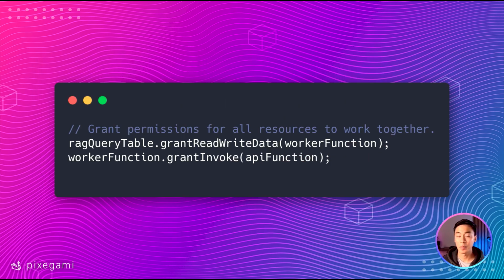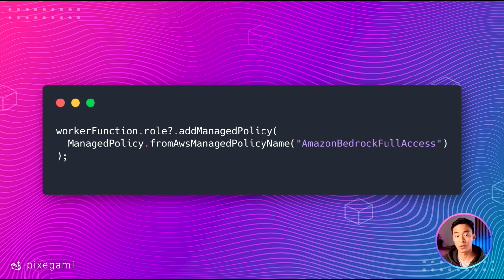Finally, we'll have to make a couple of modifications to our permissions. The worker function will also need access to the database table, but we also need to grant the API function the ability to invoke the worker function. Also, don't forget to switch the Bedrock permission to the worker function, because that's going to be the one that needs to call Bedrock now. The API function only needs to interact with the database.